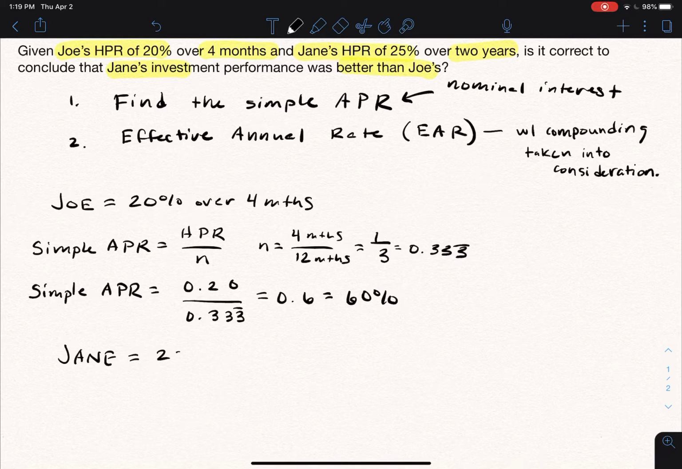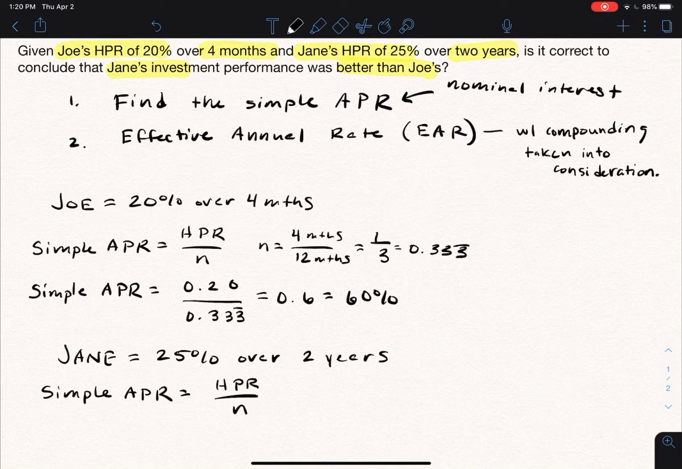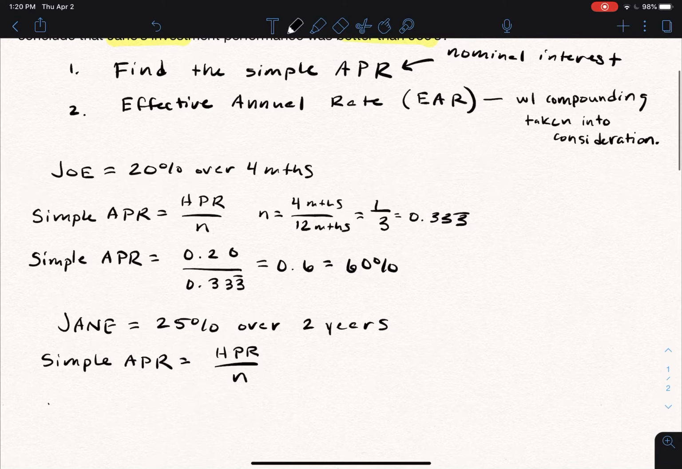She had a 25% return over 2 years, right? And so if we go back to the formula for the simple APR, which is the holding period return divided by N in years, right? So this one's a little bit easier because in this case, we don't have to convert. It already is in years. So Jane's APR is going to be equal to 0.25 divided by 2, right?